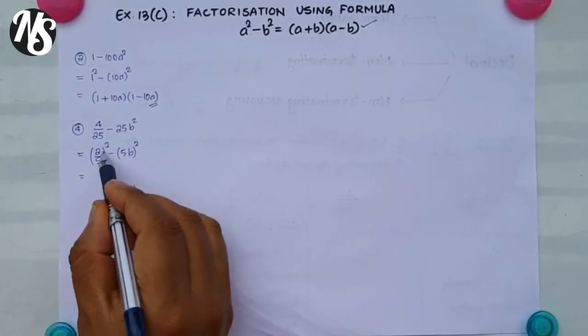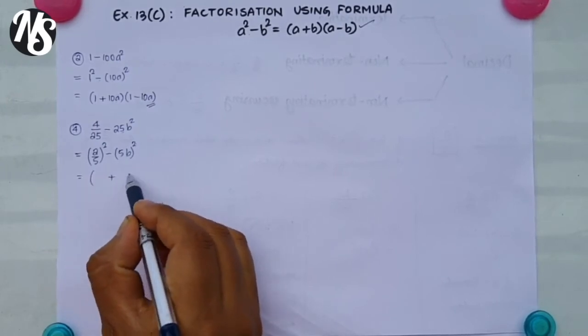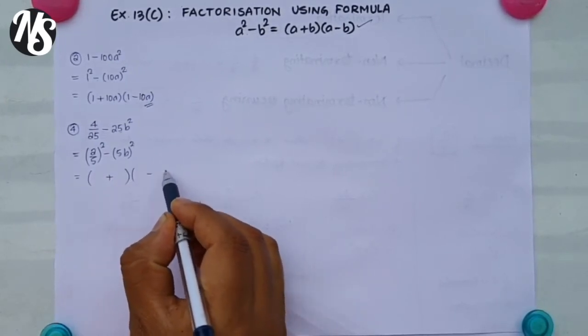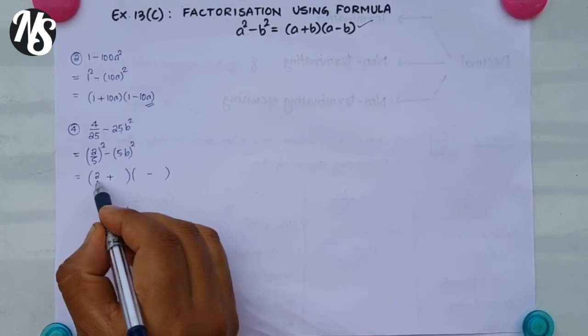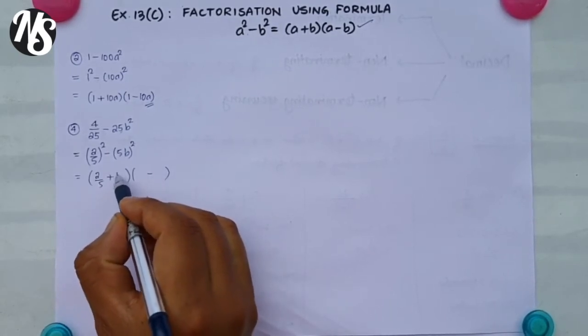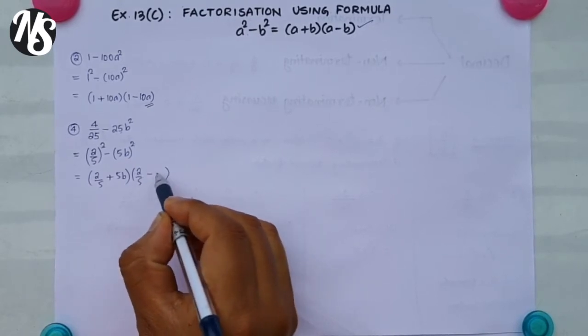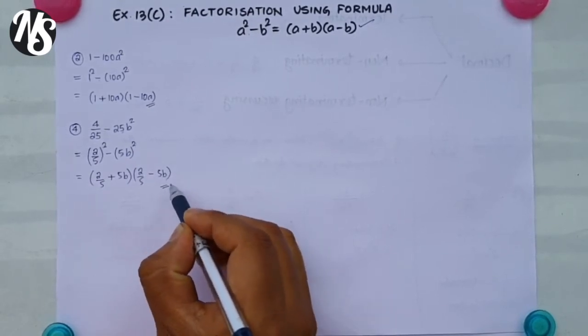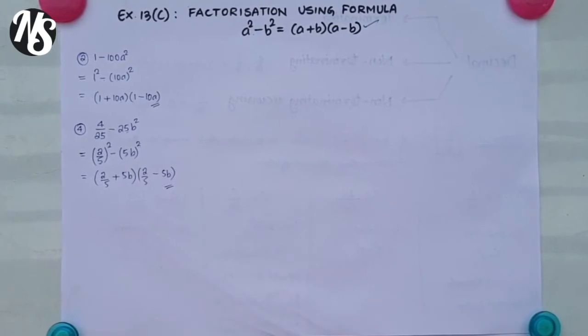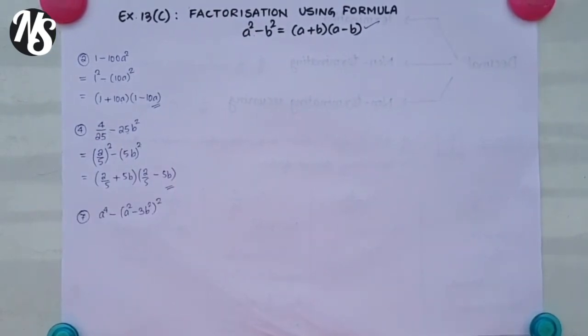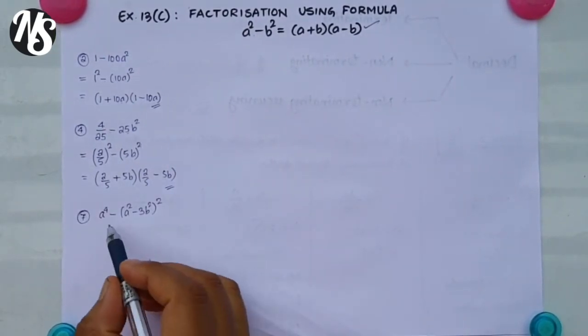Okay, so it becomes a square minus b square is a plus b into a minus b. A is 2 by 5 and b is 5b. Okay, so a, that is 2 by 5, minus b, b is 5b. So this will be the factorization of this particular expression. Next we have question number 7.